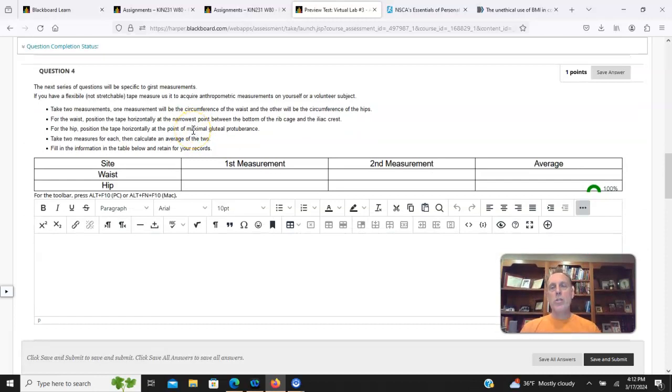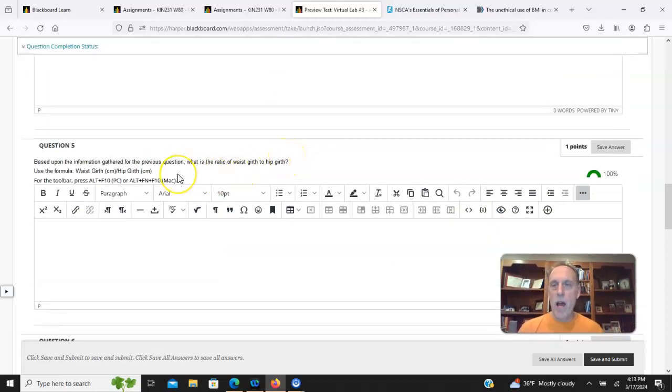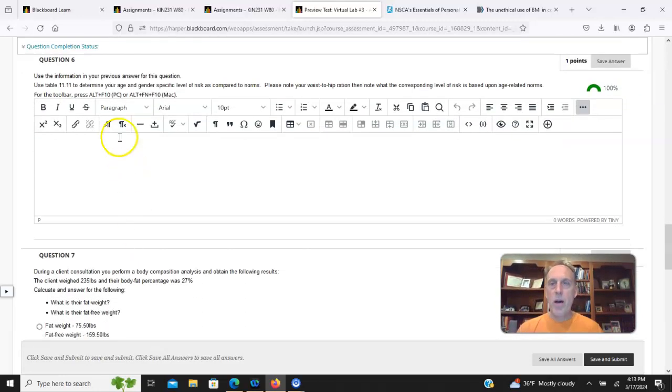When we get into question 4, now we're talking about waist and hip ratios, right? So it's going to be 2 measurements for the waist, take an average, 2 measurements for the hip, take an average. And when you do that, you'll come up with this information here, and that's all I need. And when you get into 5, it becomes what is the actual waist to hip girth measurement for you. So you're going to take your waist girth average and divide it by your hip girth average, plug that number in here. That'll then carry down into this.